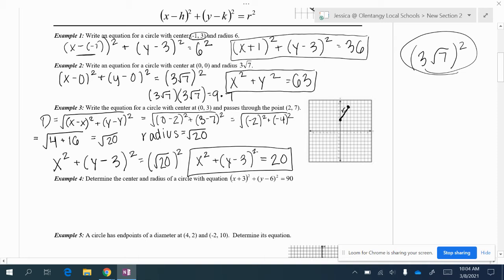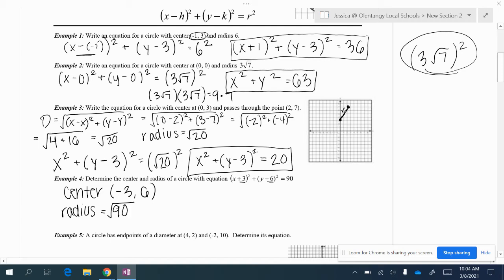Example 4, determine the center and the radius of a circle with the equation x plus 3 squared plus y minus 6 squared is equal to 90. So again, this is going to be your x coordinate of your center, and this is your y coordinate of your center, but it's the opposite sign. So our center is going to be negative 3, positive 6.